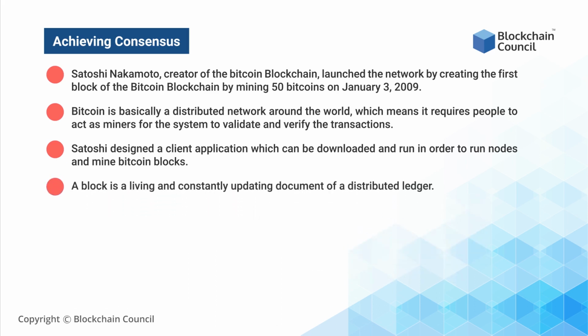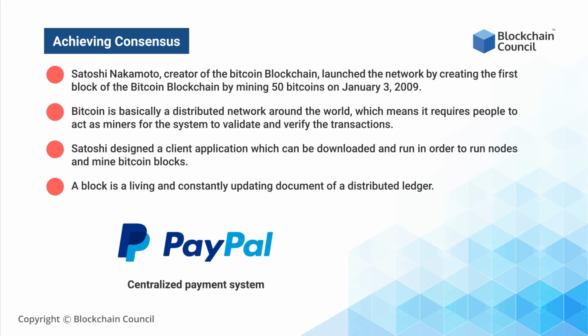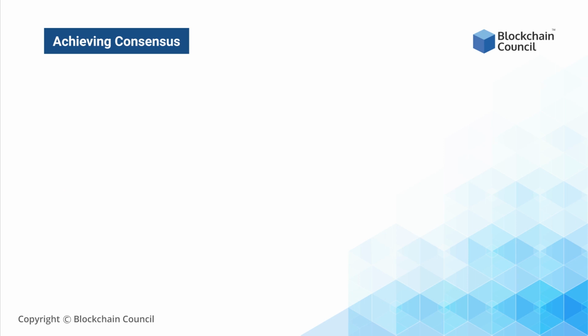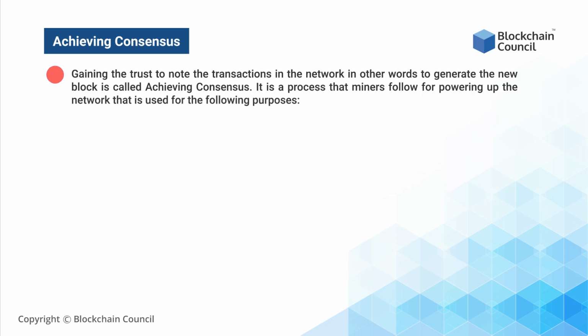A block is a living and constantly updating document of a distributed ledger. More and more transactions are appended to the block as the time passes. In a centralized payment system like PayPal, we trust that the central authority will update the transactions, but in a decentralized network like Bitcoin, there is no central authority, which means thousands of miners are powering the network to update the ledger. Still, the question remains, who do we trust as these miners?